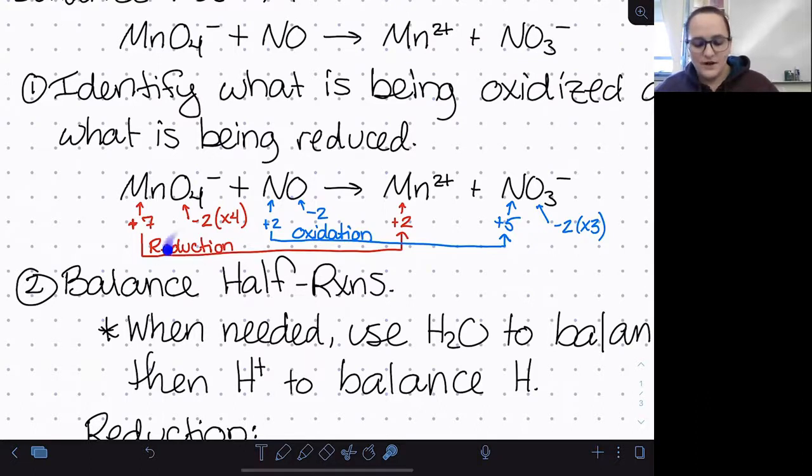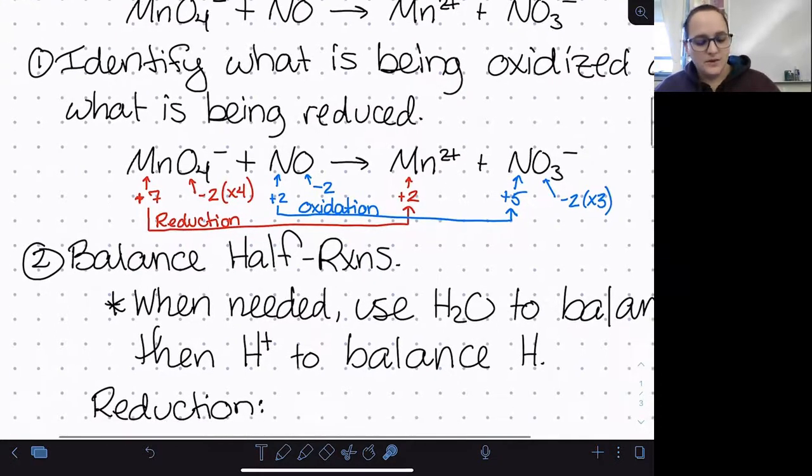The name reduction is coming from what's happening to your oxidation number. So the oxidation number is what's being reduced, going from +7 down to +2. You can also see that we're losing oxygen. We are reducing the amount of oxygen. Again, they don't always involve oxygen, so you can't always use that. But when it does, it can be a nice little reassurance that your oxidation number assignments were correct.